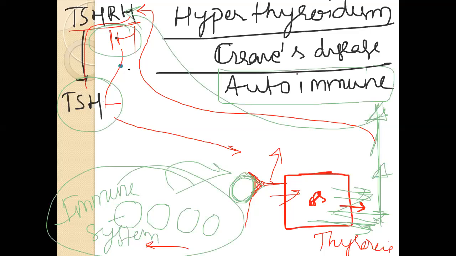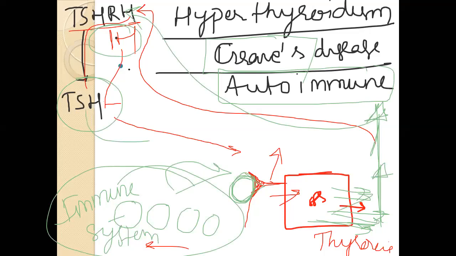Why is it called an autoimmune disorder? This is a very famous disease actually, Graves and Cushing syndrome. Cushing will come in the coming days, adrenal gland. The Graves disease is an autoimmune disorder. Okay, so how it is an autoimmune disorder, I will explain now. Did you get my point here?